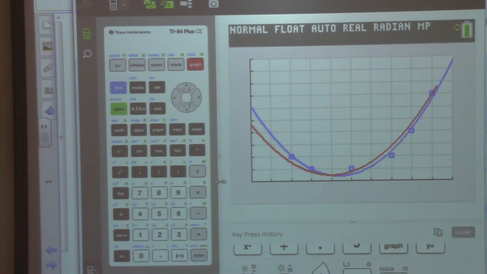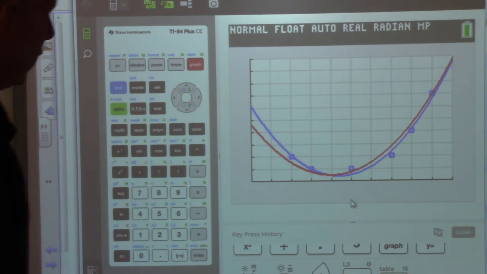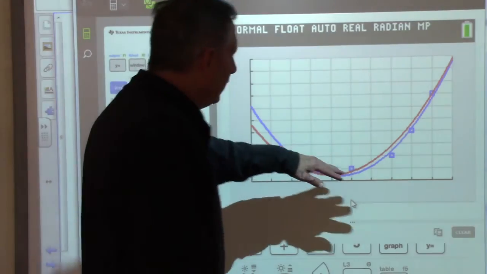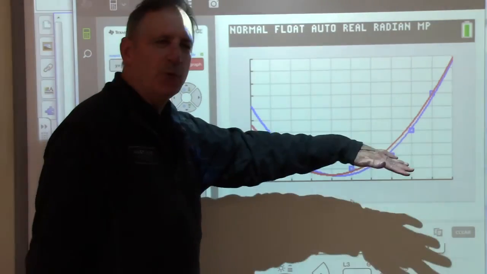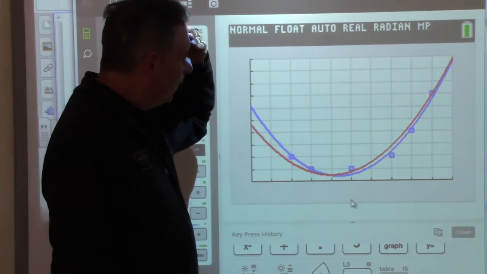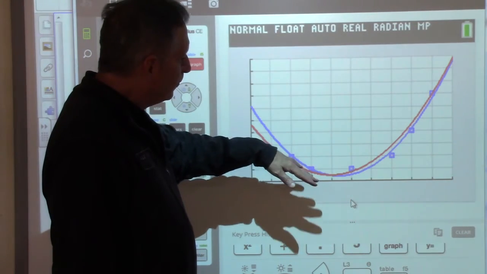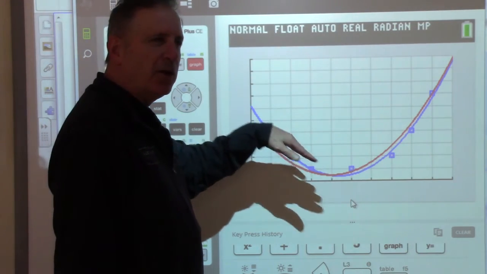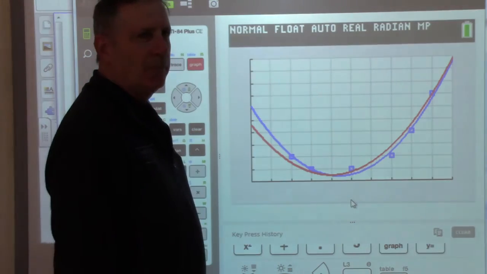That's going to be the red one. Okay, so now which one matches better, the blue one or the red one? Blue one matches better. Okay, that's what your calculator does, but is the red one really bad? No, it's not, because it matches pretty well. Now, do you know how the calculator finds the blue one?